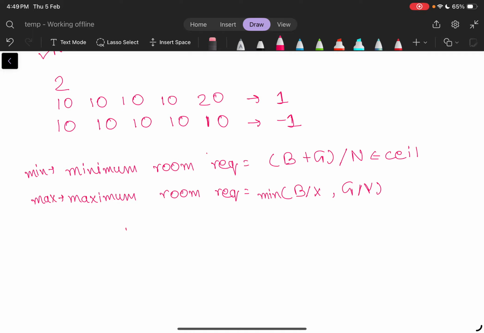I have to just check if min is less than or equal to max, then the answer is possible, so we will directly print our minimum value in this case. But if minimum value is greater than the maximum room required, in that case we will directly print -1. That means it is not possible. We cannot accommodate all the boys and girls in this case.